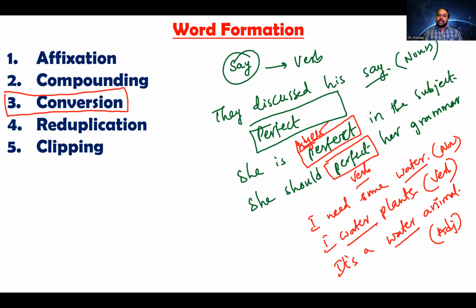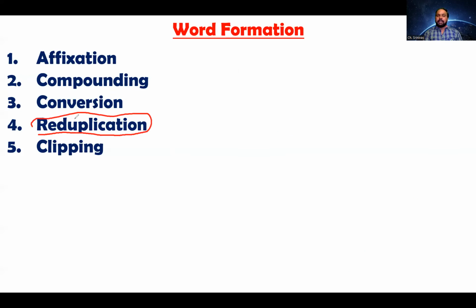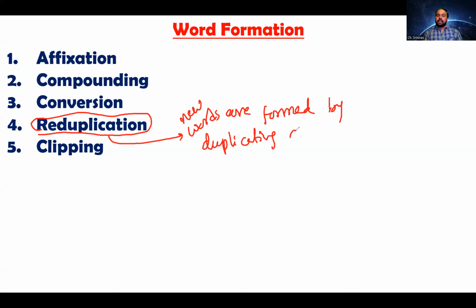So the next one is reduplication. The name itself indicates it. In this process, new words are formed by duplicating the existing word. New words are formed by duplicating the existing word.